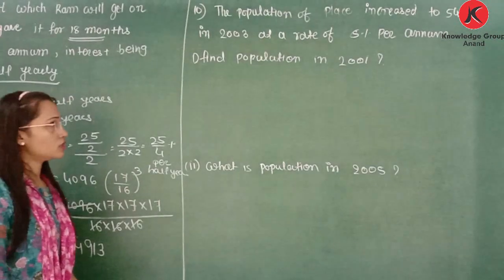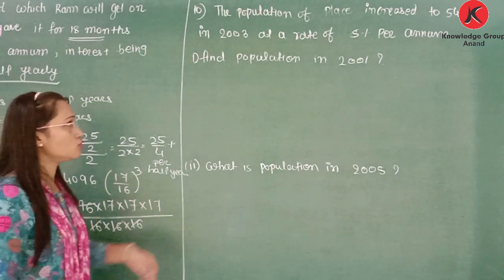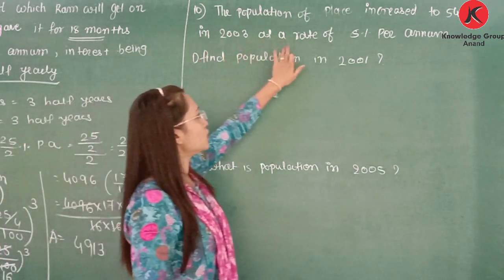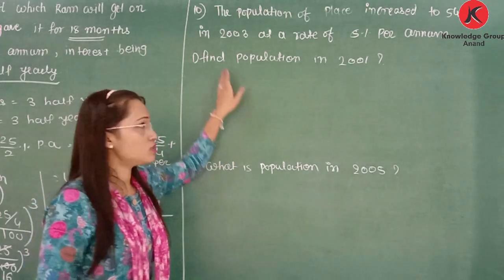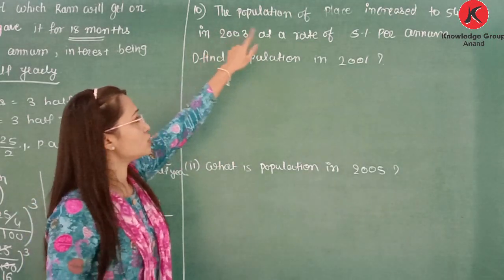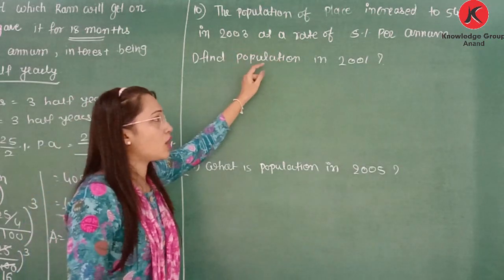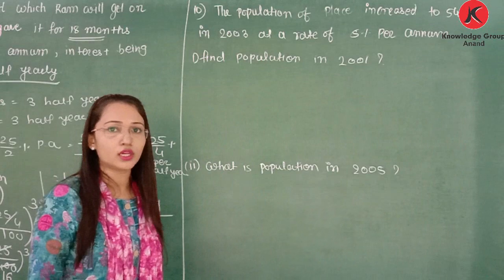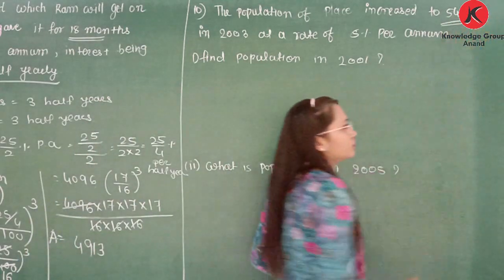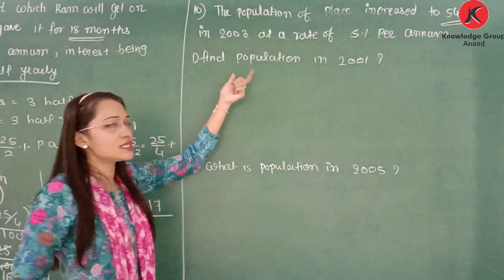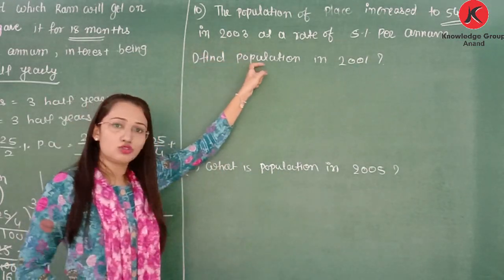Now next question. The population of a place increased to 54,000 in 2003 at the rate of 5% per annum. So this is a twisted question. So here what is the statement? Population of the place increased to 54,000 means 54,000 is an increased value, not the original value. This is the value after increase. Okay, means amount is given in 2003. Find the population in 2001.